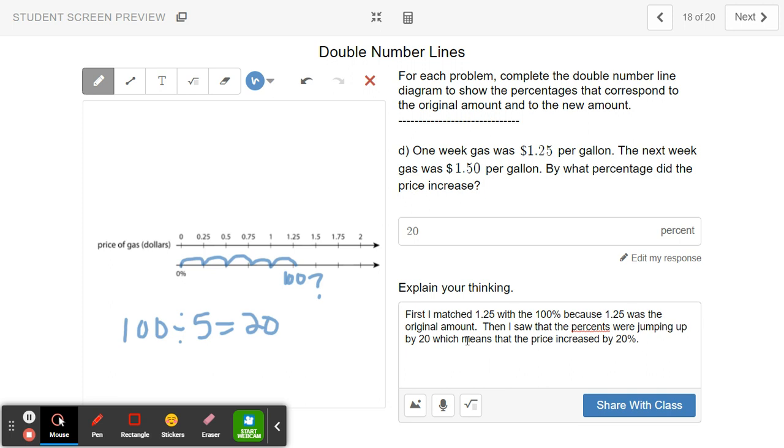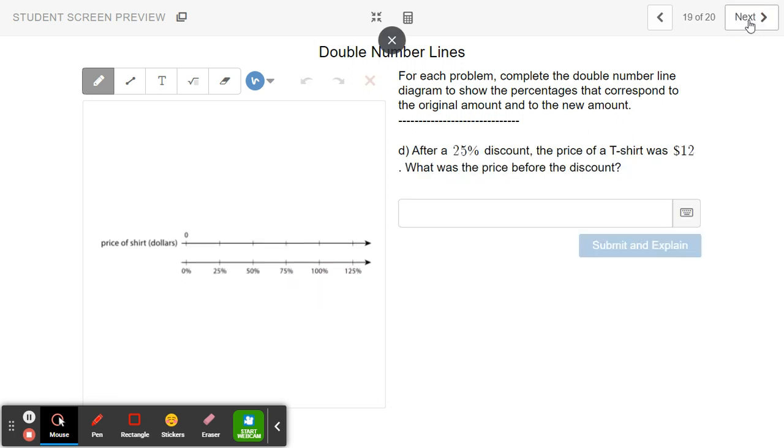Okay, and for this one, again, I explained how I knew $1.25 matched with 100%, and then that I figured out how much the percents were jumping up, which gave me the answer that it was going up by 20%.